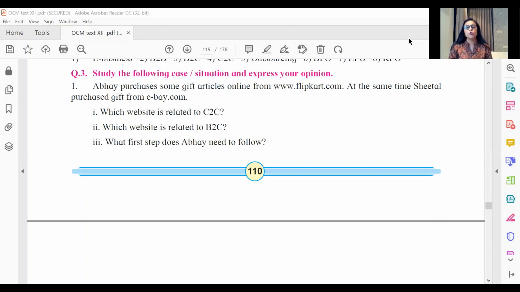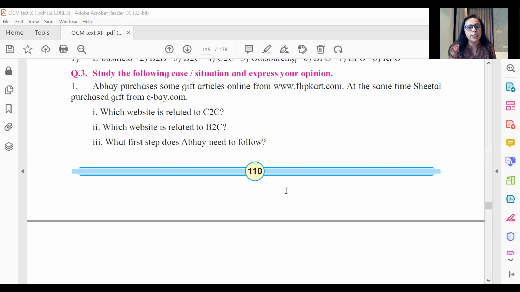As we know, step number 2 is going to be, once you have registered yourself, you'll be placing an order, and step number 3 is payment. So the answer for this is Mr. Abhay will be required to register himself with the website by giving basic details like email, mobile number, and maybe the basic things like the PIN code, etc. So this is how you will be answering your question for the case study here.